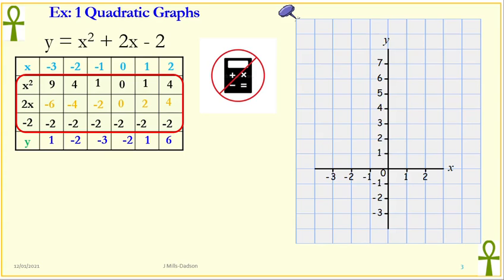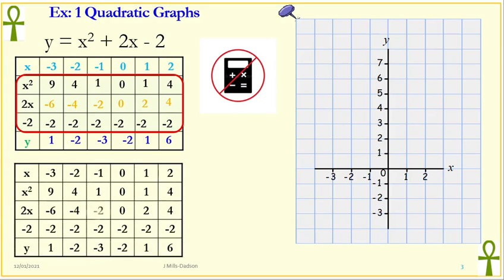And then from there, you just plot them as coordinates. In plotting the coordinates, you only concentrate on the x and the y coordinate. The middle bits are working out. It's only the x and y coordinate you plot. So let's plot -3 and 1 on the grid, done, -2, -2, and so on. At the end, join with a smooth curve.